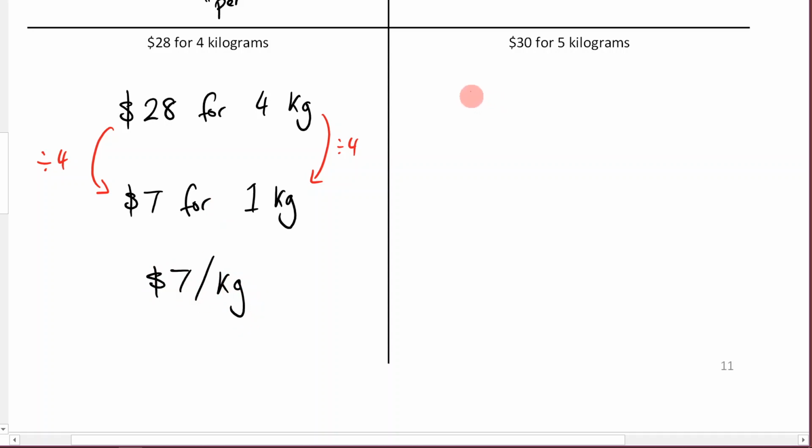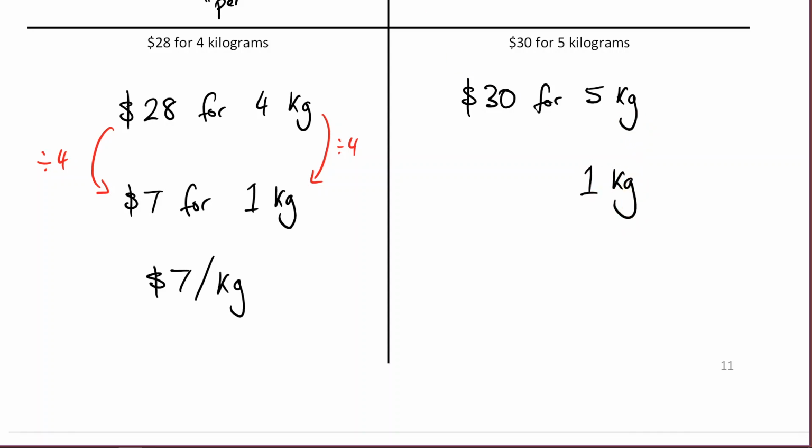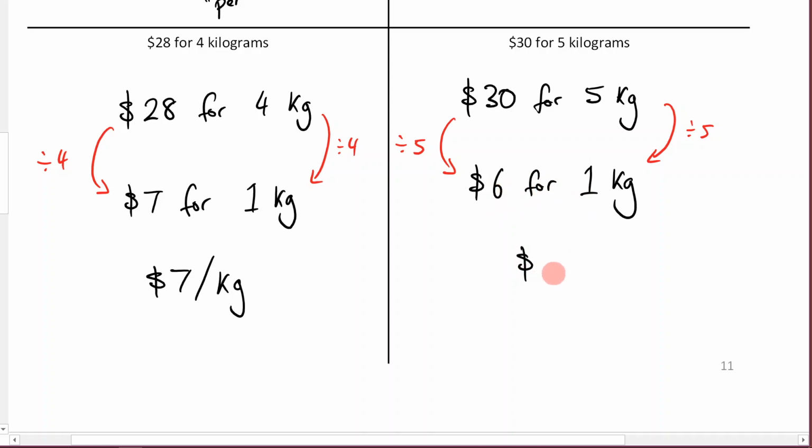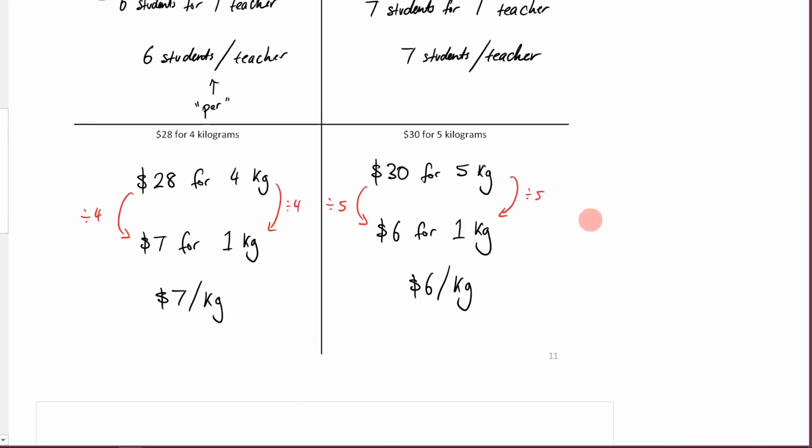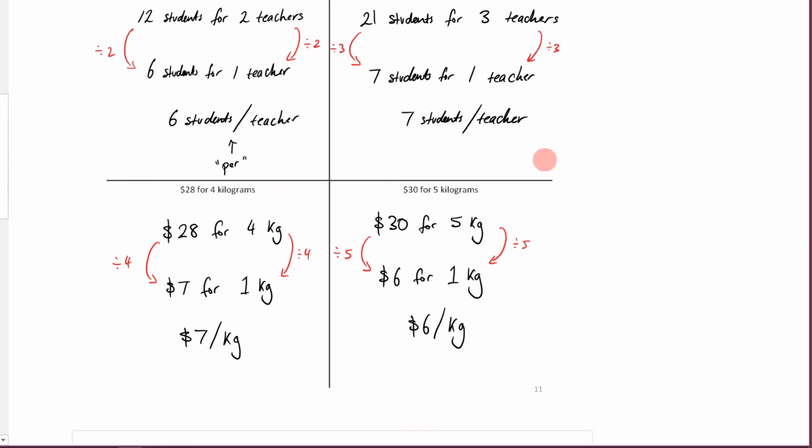Last one, I have $30 for 5 kilos. Remember, I want this to be 1 kilo for my simplified rate. So to go from 5 to 1, I'll divide by 5. 30 divided by 5 is going to be 6 for 1 kilo. So $6 a kilo. So that is how you answer these questions.